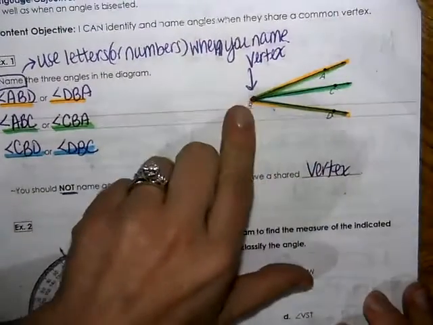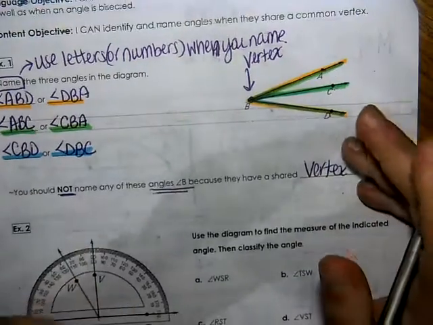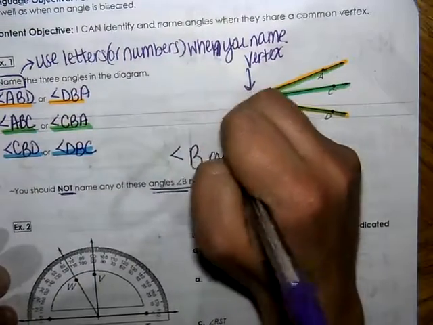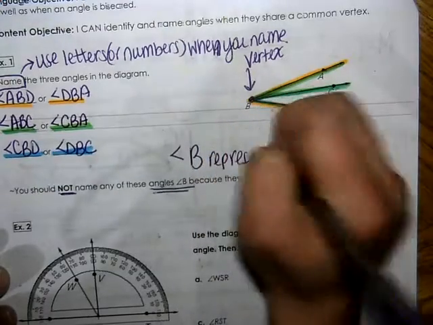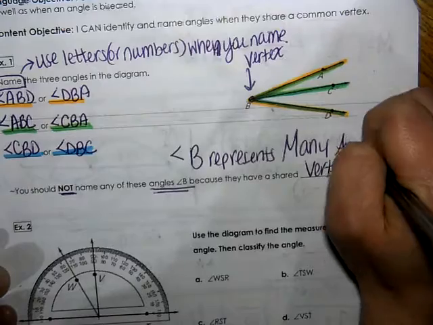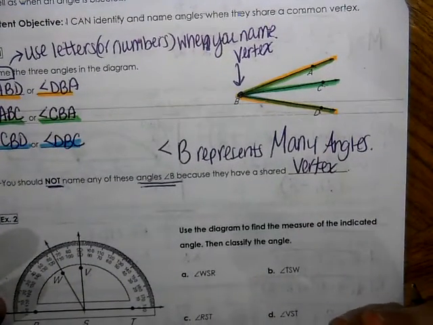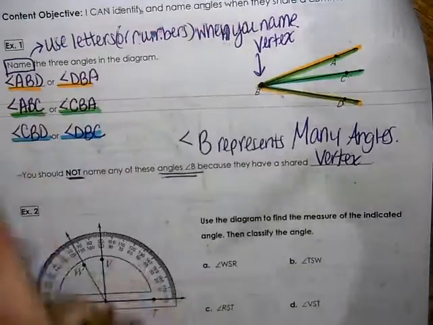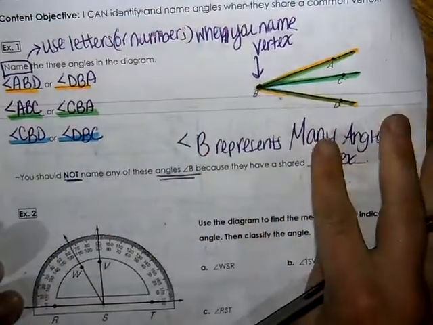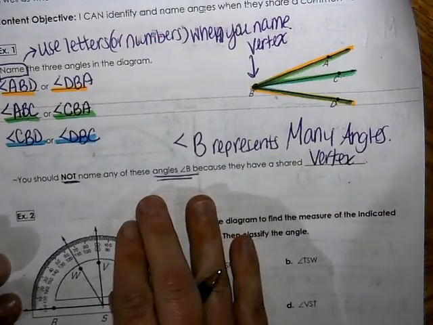Now, if angle B only represented one angle, angle B would be a great answer. But angle B represents many angles. And because it represents many angles, we cannot use it as a name. Whenever we name an angle, it should only represent one angle at a time, not many. So therefore, angle B would not be a good name.